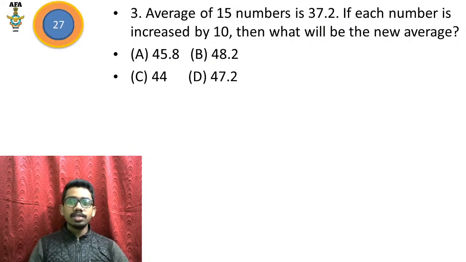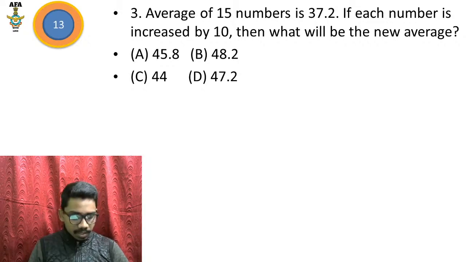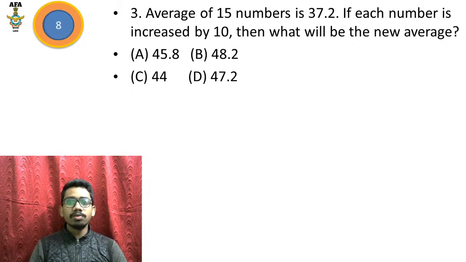Average of 15 numbers is 37.2. Each number is increased by 10. Then what will be the new average? I told you the logic. I told you the concept of solving this question in the previous slides, in concept number 2. Average of 15 numbers is 37.2. If each number is increased by 10, then what will be the new average? Try to solve this question.